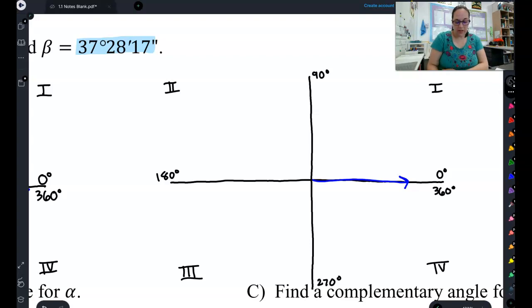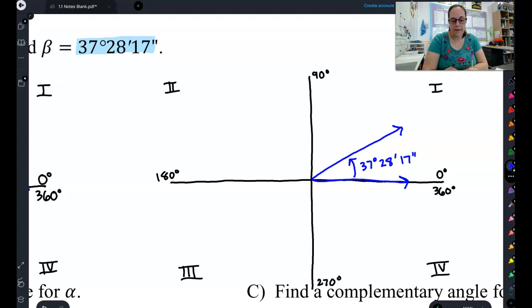Well, 37 degrees is going to be between 0 and 90, so this is going to be in quadrant 1. I know 37 will be closer to 0 than 90, so I'm just going to sketch out where I think it will be-ish. Then I go from the initial side to the terminal side, 37 degrees, 28 minutes, 17 seconds. And there's my sketch of approximately the measure of rotation of this angle.